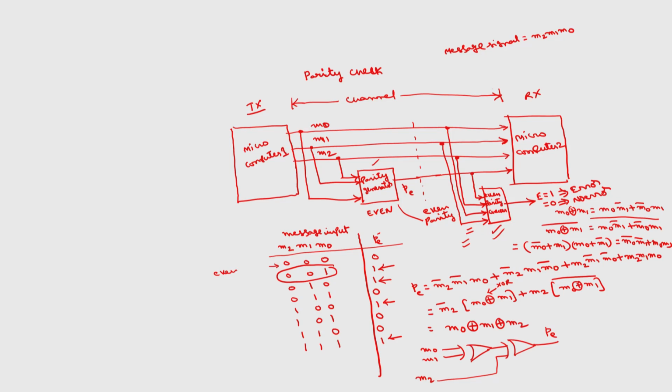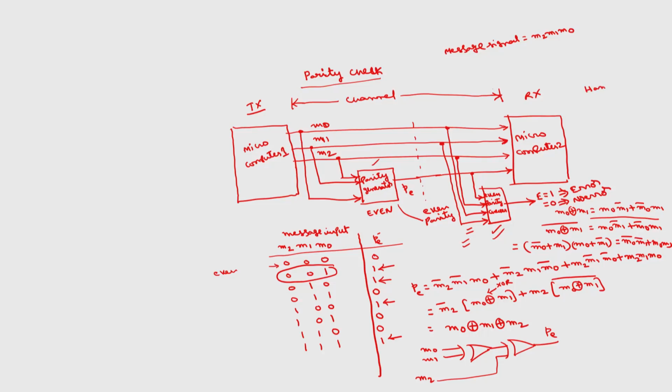This is a simple parity generator and checker circuit which will be used in data communication systems to detect errors. You can even correct them also. If I go for the Hamming code, using the Hamming code we can detect as well as correct the errors.